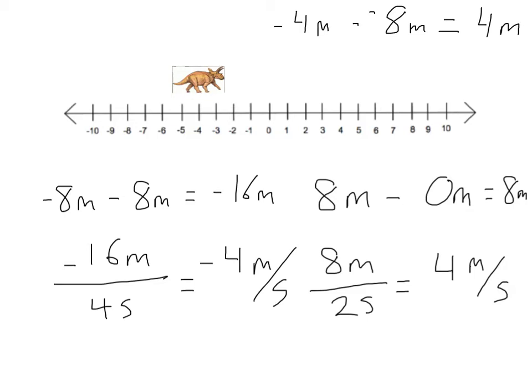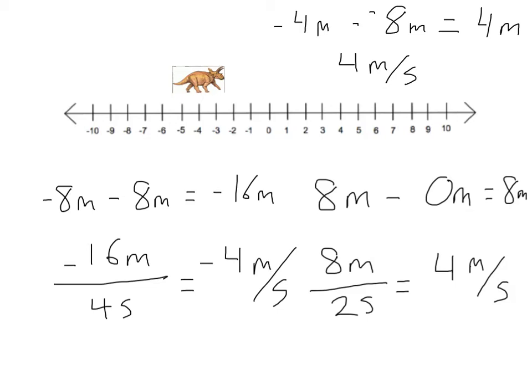Notice that he is displacing himself such that his position is becoming more and more positive. If this took place in 1 second, his velocity would also be positive 4 meters per second. In other words, 4 meters divided by 1 second gives you 4 meters per second. Note that although the Triceratops is on the negative side of the number line, he still has a positive displacement as well as a positive velocity.